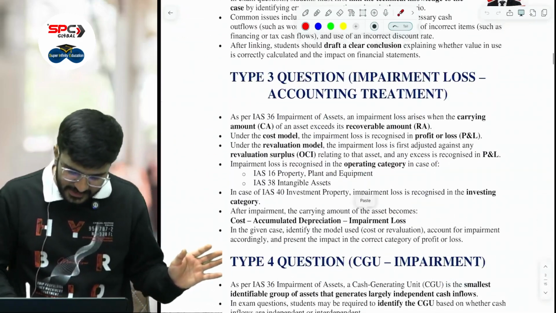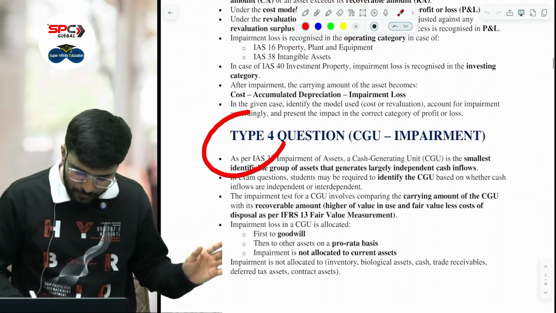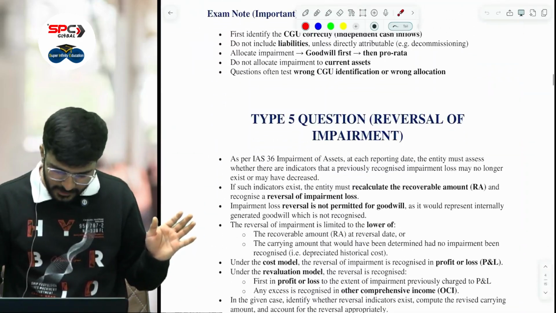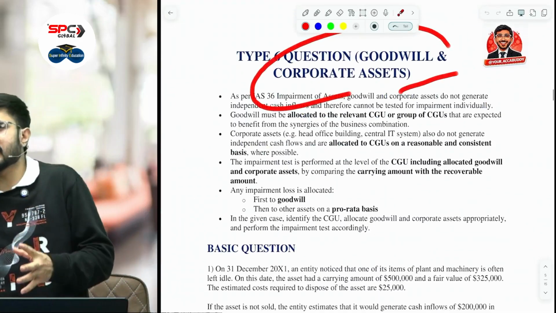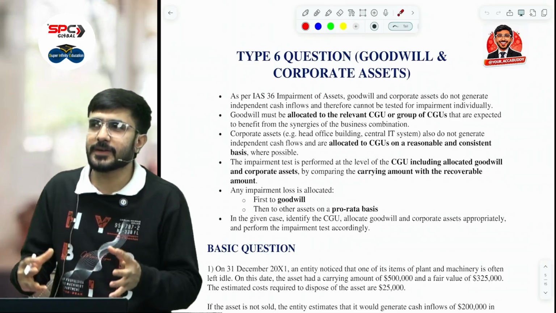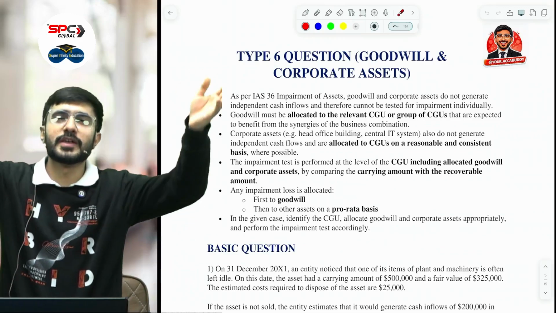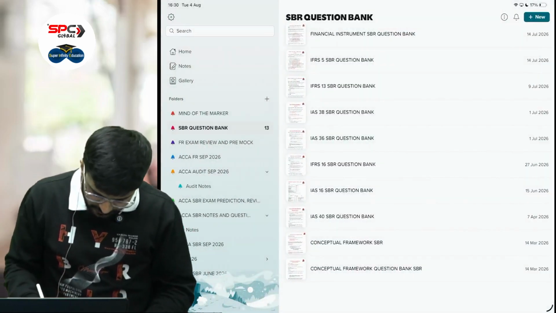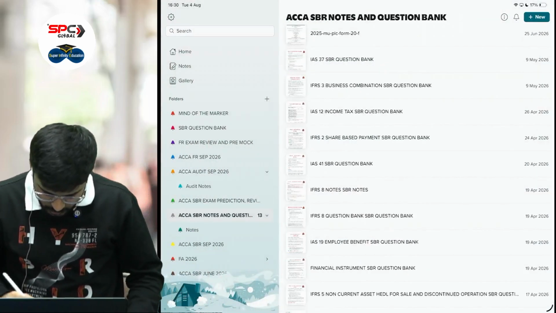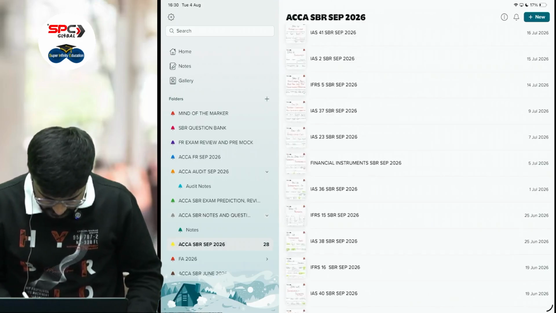Yes sir. Then type 3 question is regarding this one. Type 4 question is regarding impairment of CGU part. Yes sir. Type 5 regarding reversal, and type 6 regarding goodwill and corporate asset. Corporate asset will never generate independent cash flow, so what do we do? We separate it and allocate to multiple CGUs. Yes sir, we did this in our class. Now everyone, coming to the list of the past papers which you have to do and must do questions everyone. Yes sir.